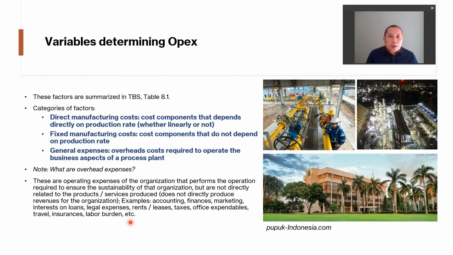So variables determining OPEX, these are available in Thornton's table 8.1, sorry. OPEX can be divided into 3 groups. The first one is direct manufacturing cost.